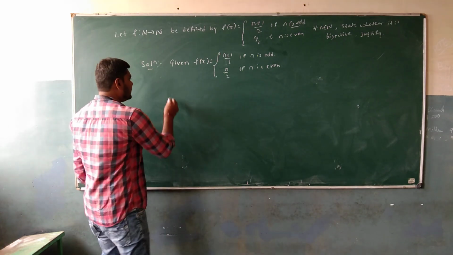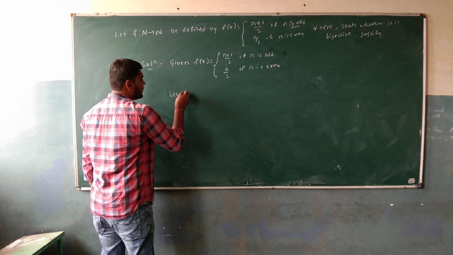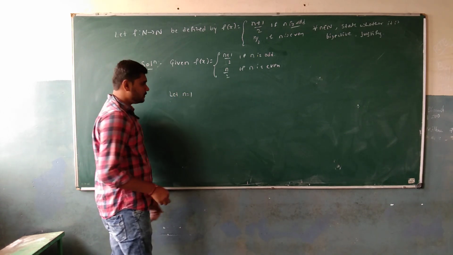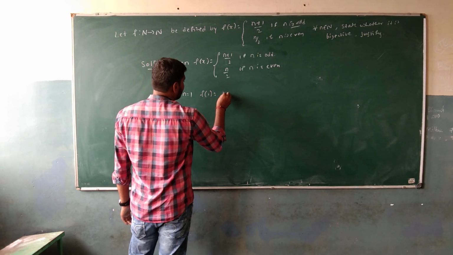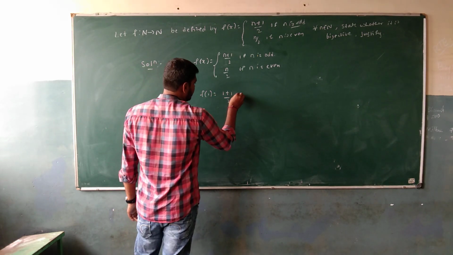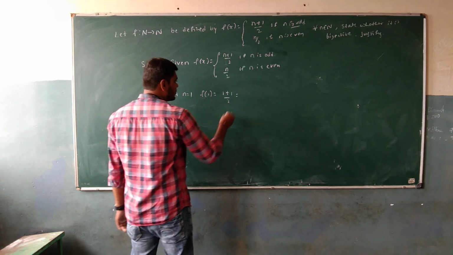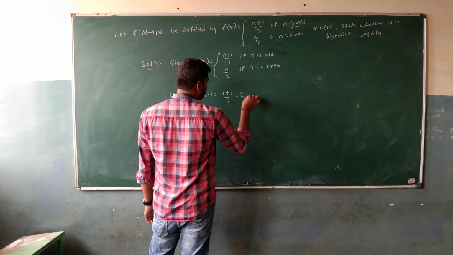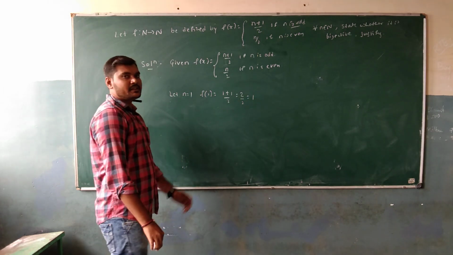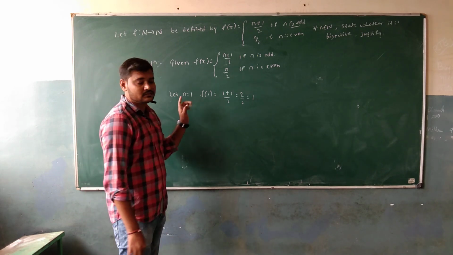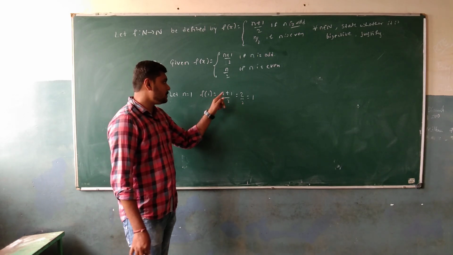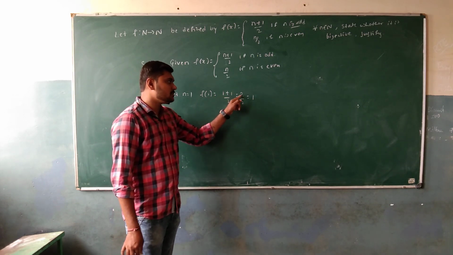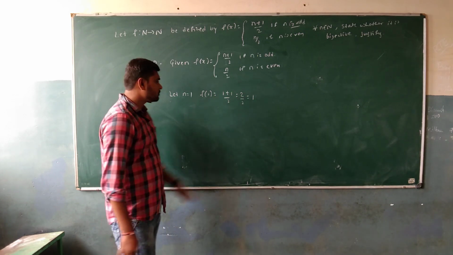So like that, let n be 1. Then f of 1 is going to be 1 plus 1 divided by 2. So the value is 1 plus 1 is equal to 2, divided by 2 is going to be 1. When I am giving n equal to 1, an odd number, it is going to be n plus 1 divided by 2. So 1 plus 1 is 2, divided by 2 is 1.